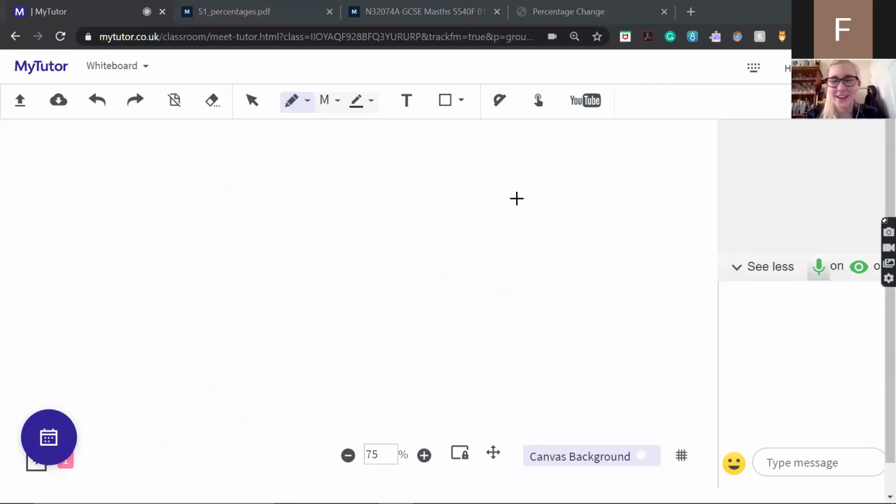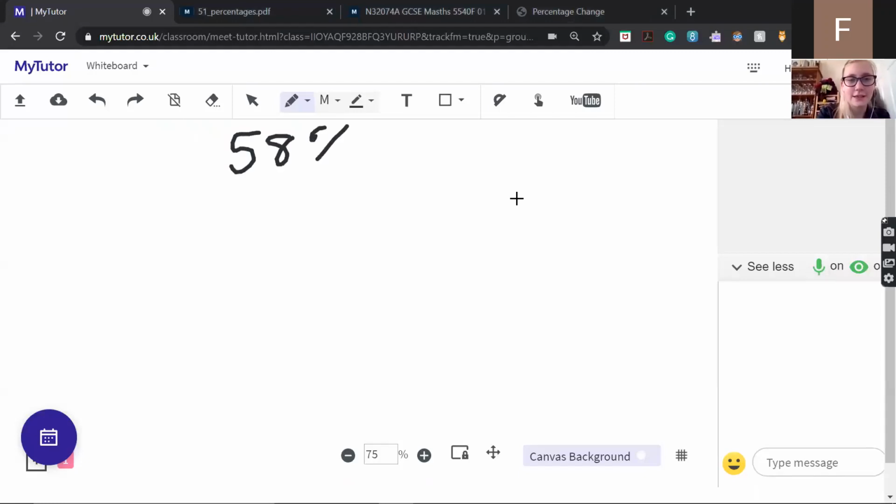Yeah, so we'll have a look at another couple like that. So let's have a look at 58% of 74. So we'll do it both ways again. Even the non-calculator is going to be quite difficult this time.